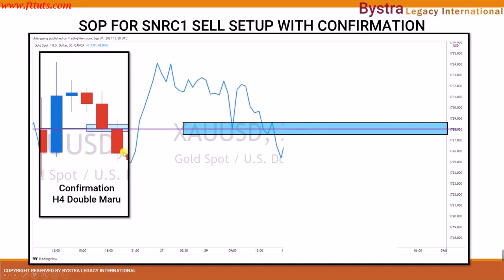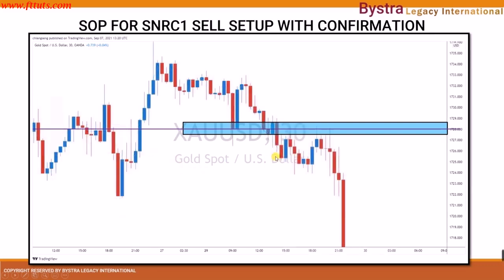H4 double Marubozu. So double Marubozu can be used as a confirmation as well, besides engulfing candle. Next, we wait for the price to come back and react to our entry point. You can see it come back once, a second time, a third time before it continues on the downtrend.